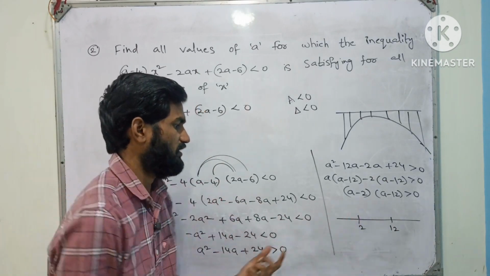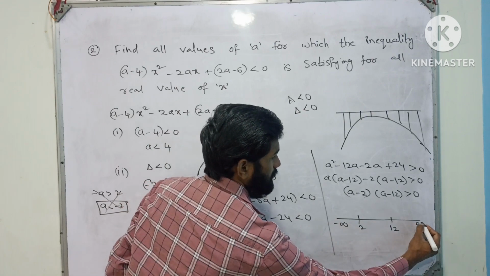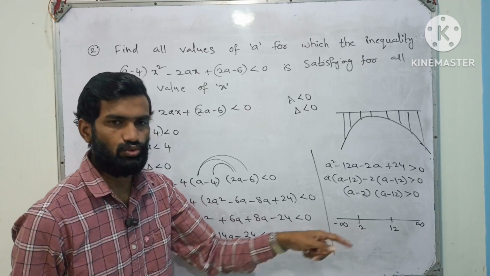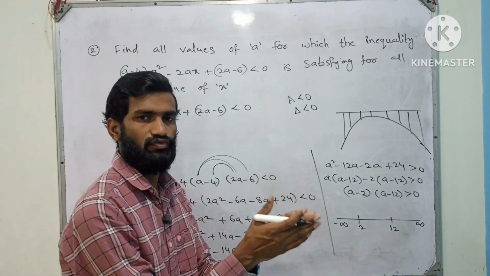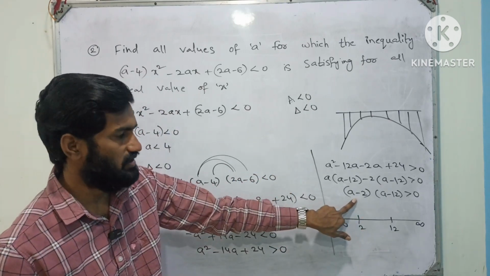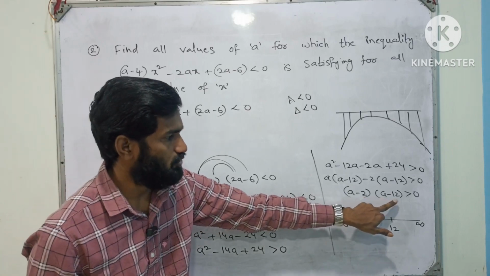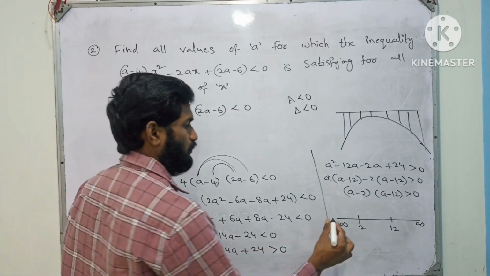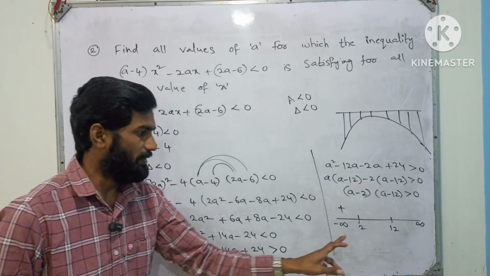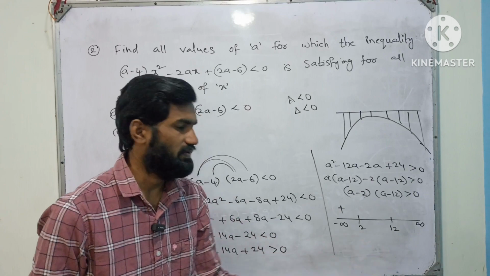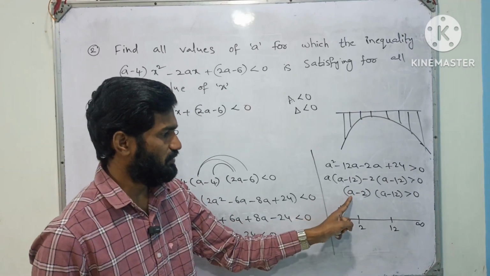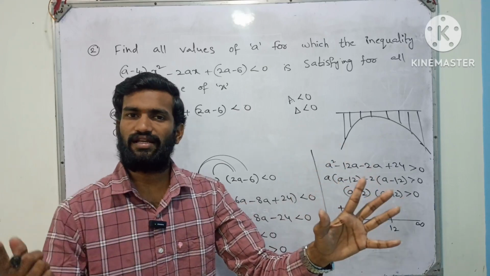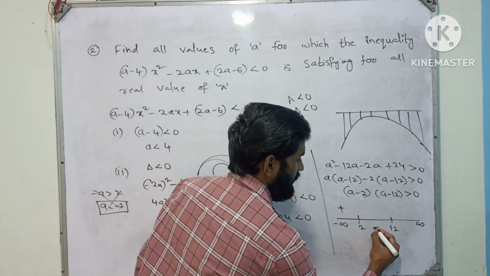Now what I will get here, if I take minus infinity here and plus infinity here, if I substitute any number in between minus infinity and 2, we have 0. So if I substitute 0 here, 0 minus 2 is minus 2, 0 minus 12 is minus 12, minus 2 into minus 12, we are getting plus 24, positive. Similarly, in between 2 to 12, we have 3. So if I substitute 3 minus 2, which is 1, 3 minus 12, which is minus 9. 1 into minus 9, we will get minus, therefore it is negative.